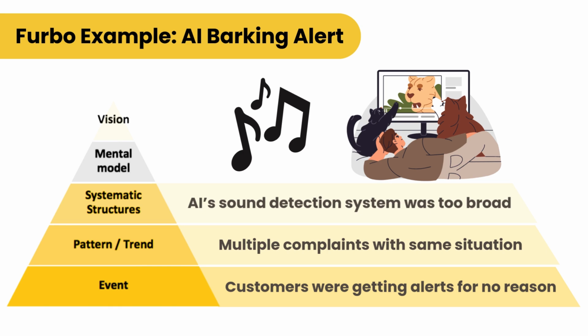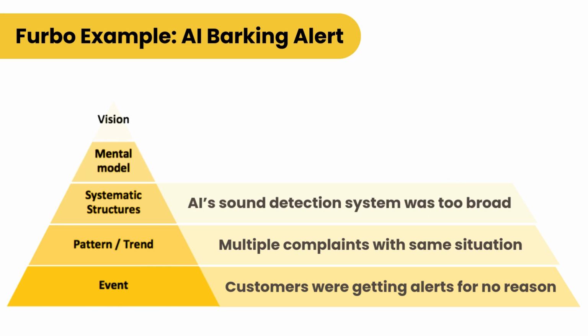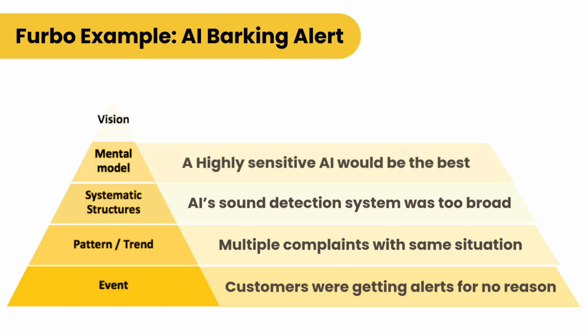That leads us to the mental model level. What was our initial thinking when we designed the barking alert? What was our starting assumption? Our initial mental model was that a highly sensitive AI would be the best. We thought, let's make sure it catches every single bark. We were focused on sensitivity, thinking more detection was always better.